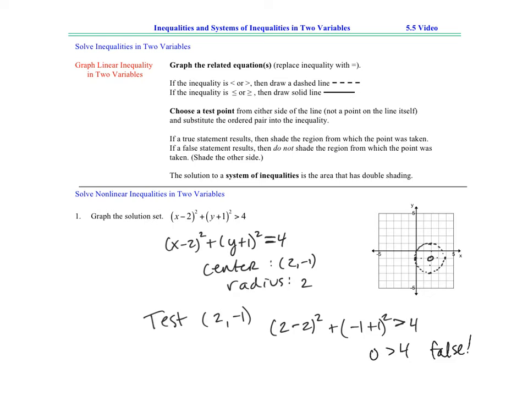Okay, so what that means is there's not going to be any shade at the center. And so then, since there's no shade in that section inside the circle, that means that the only other place I could shade would be on the outside. Okay, so it would be all the other points on the outside of that circle that would be the solution. All those infinite number of ordered pairs would make the inequality true on the outside of that circle. So that one is done.